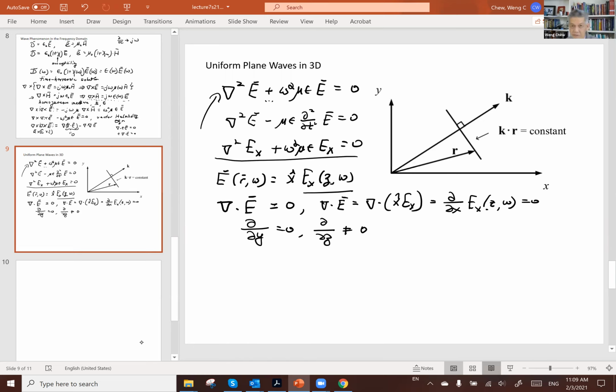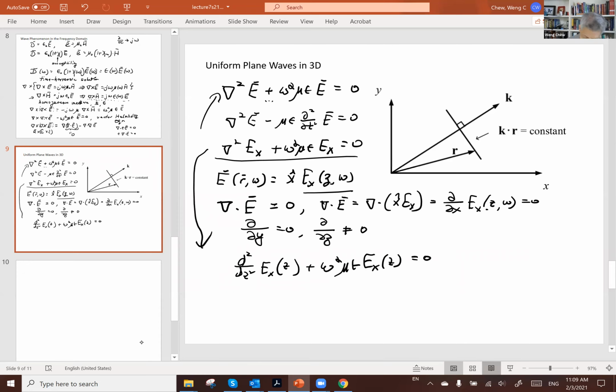So you go back and write down the Laplacian in full, all the other terms disappear, and you only have the second derivative. I'm going to drop the omega terms. The scalar Helmholtz wave equation becomes this equation over here. Does everybody get it? So instead of a PDE, a partial differential equation, this becomes an ordinary differential equation since it has only one derivative.